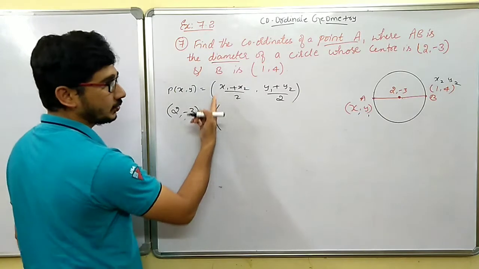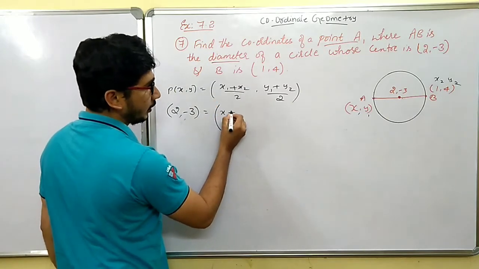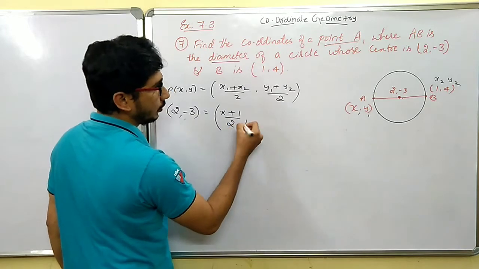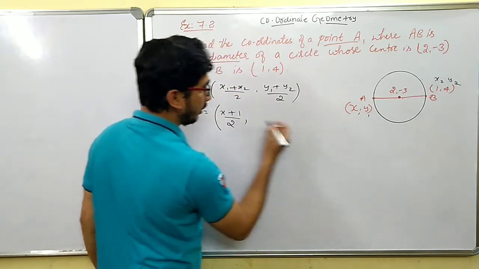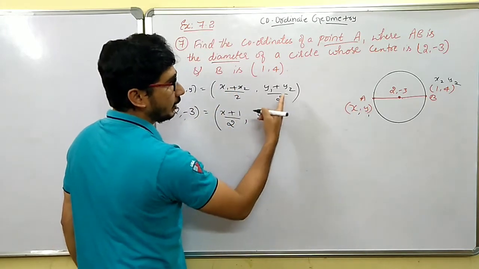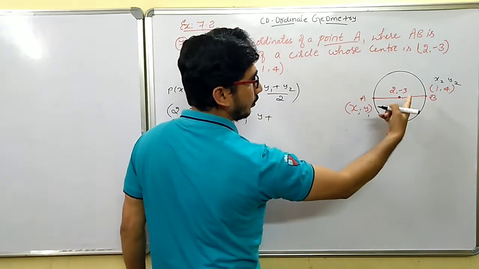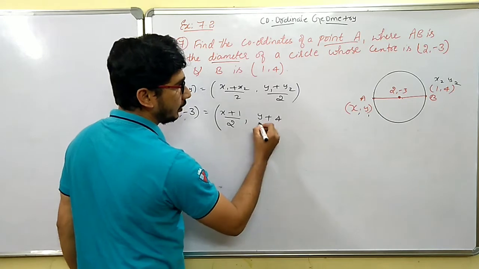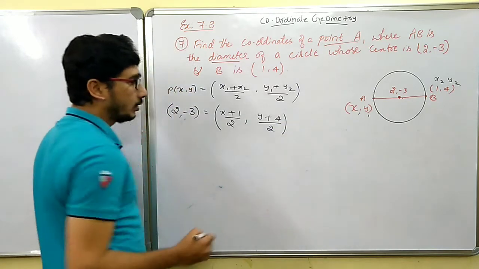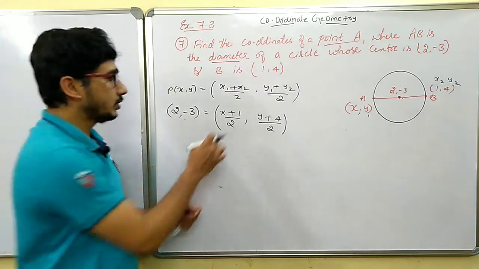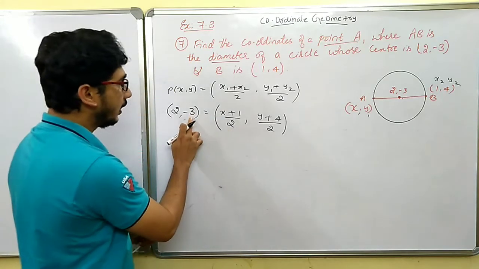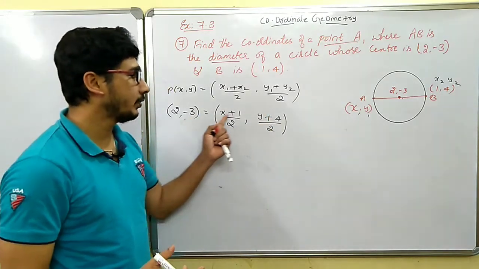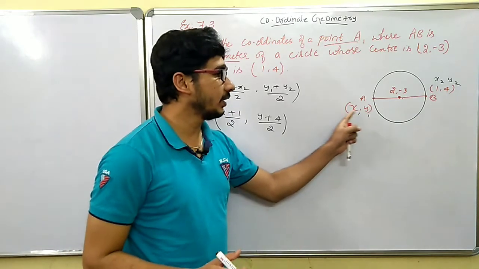Now we will replace. x1 how much? x only. x2 how much? 1, whole divided by 2. y1 how much? y only. y2 how much? 4, whole divided by 2. Now remember, 2 is equal to this part, minus 3 is equal to this part. We have to equate, so that we will get the value of x and y.